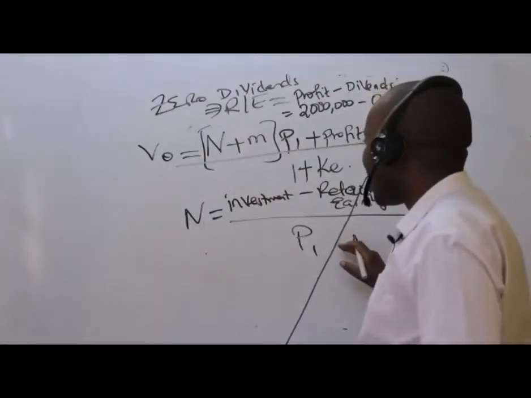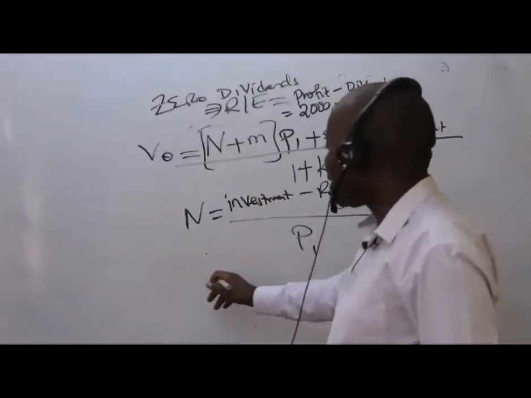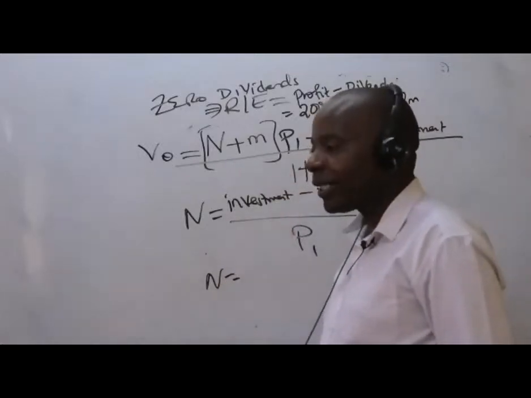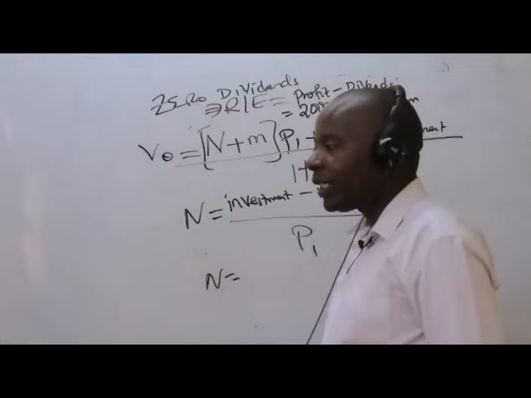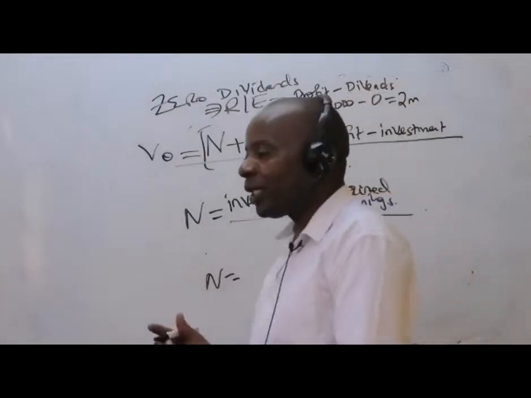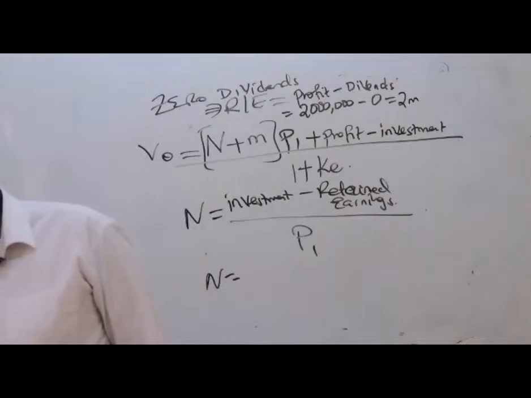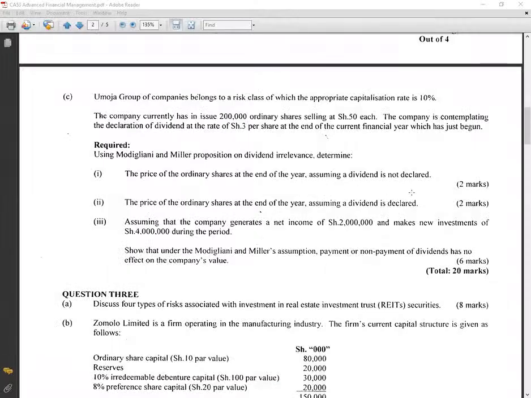So please come back here. The new shares will be equal to the investment. What is the investment amount? Are you able to see some investments in this question? Peter tells me 4 million. So yes, I can see a new investment of 4 million during the period. So I'm able to see some investments there.